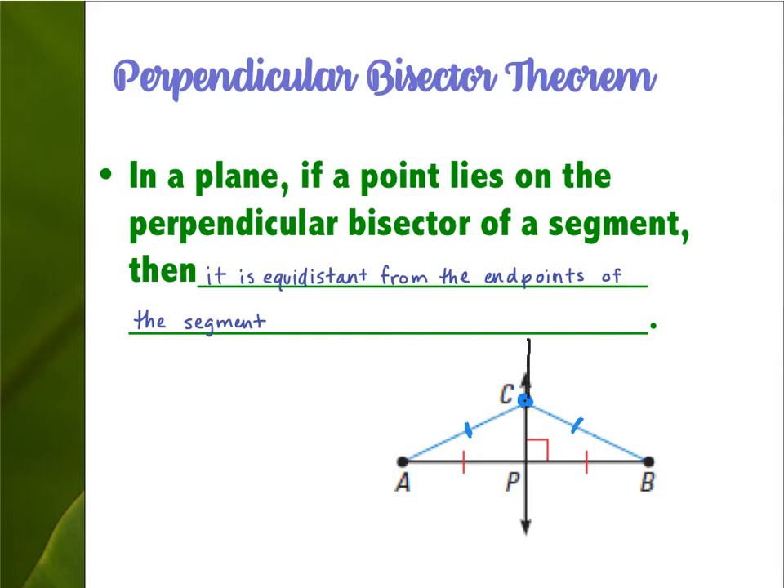If I extended the line CP up and made another point on it called D, D is also going to be equidistant from A and from B. It'll be a different distance than AC, but it's still equidistant. So the two yellow lines are going to be the same, and the two blue lines are the same. So any point on this perpendicular bisector is equidistant to the endpoints. That's the perpendicular bisector theorem.